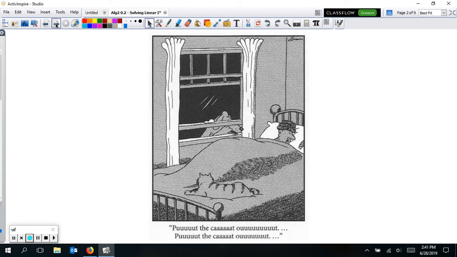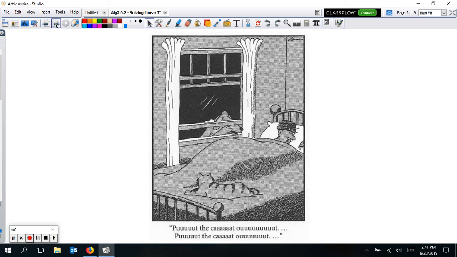So here's another Far Side cartoon. A dog is outside the window. I guess somehow, saying, "Put the cat out, put the cat out." So hopefully he would make the owner put the cat out and then he'd go get the cat.